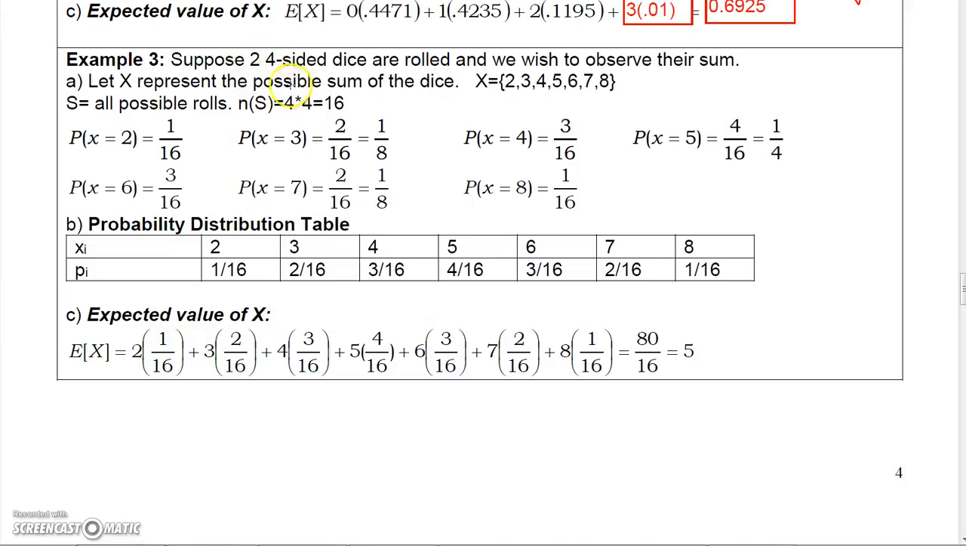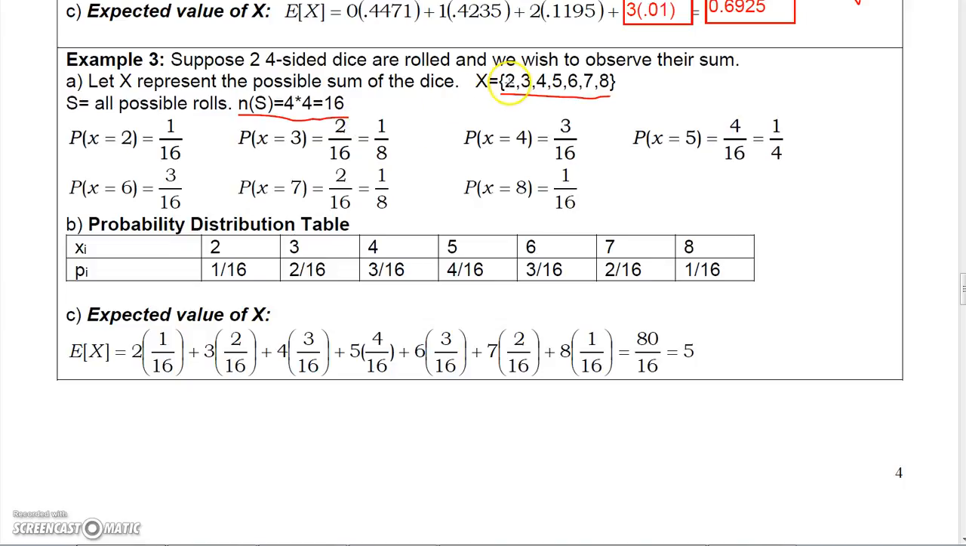Now let's suppose two four-sided dice are rolled and we wish to observe their sum. So we're going to let X represent the possible sum of the dice. Since they're four-sided dice, we can roll 1, 1 up to 4, 4. So the lowest sum can be 2 and the highest sum could be 8. And there's a total of 16 possible rolls.